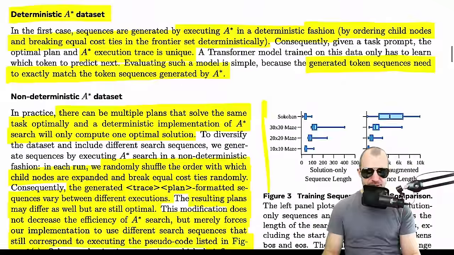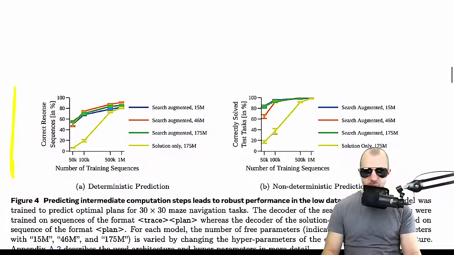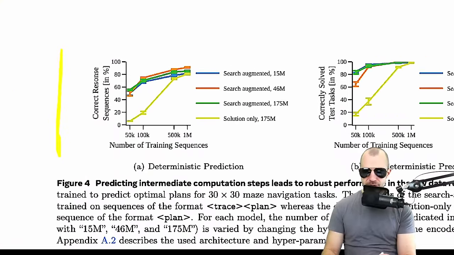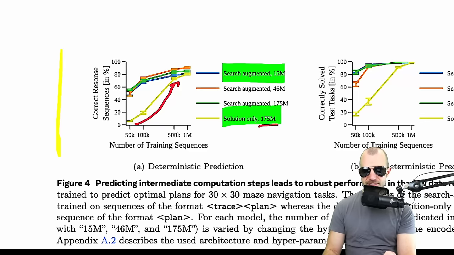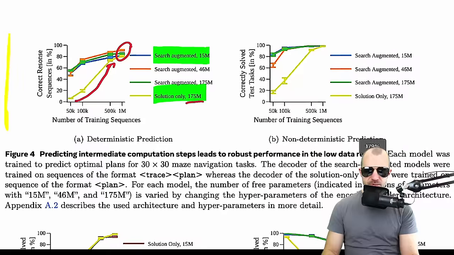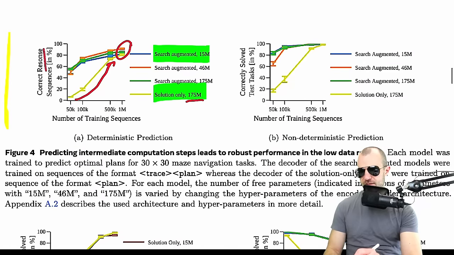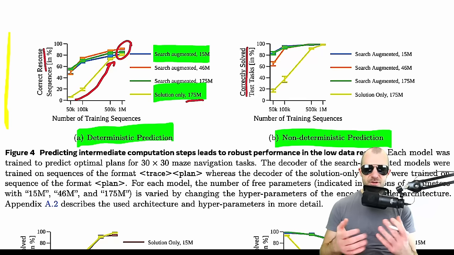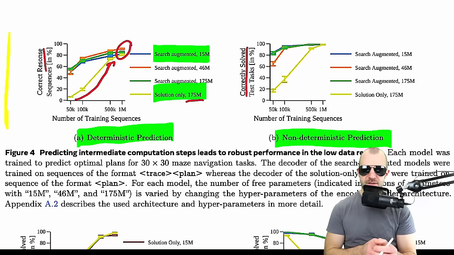We can maybe jump ahead to the results already a little bit. As you can see right here, the search augmented models, even the small ones, outperform the solution only models. There's a big solution only model, and you can see it needs a lot of training examples to barely reach the same performance as the search augmented models. And this quite clearly shows, so here we have correct results. No, that doesn't make any sense. Correctly solved test tasks, that makes a lot of sense. So these are deterministic and non-deterministic. Non-deterministic is where we shuffle the order in which things are done without loss of generality.